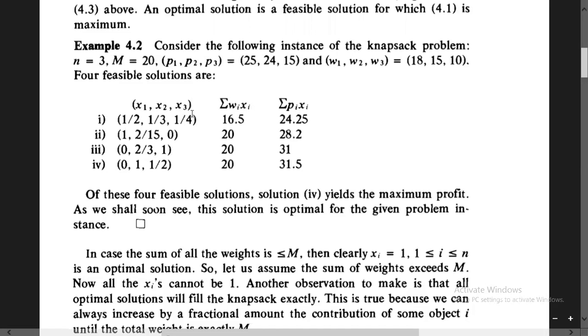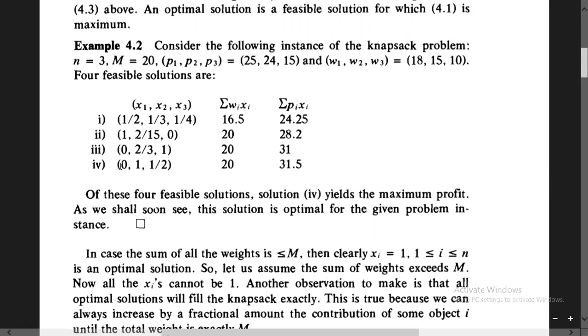The other way of solving is, you will choose in such a way that you take the 10 kg item as a whole. And what is the remaining capacity of the bag? Remaining capacity is 10. So out of this 15 kg item, you have taken 2/3 of it. Then the profit would be so much. The Wi into Xi is this much and the profit is maximum here.